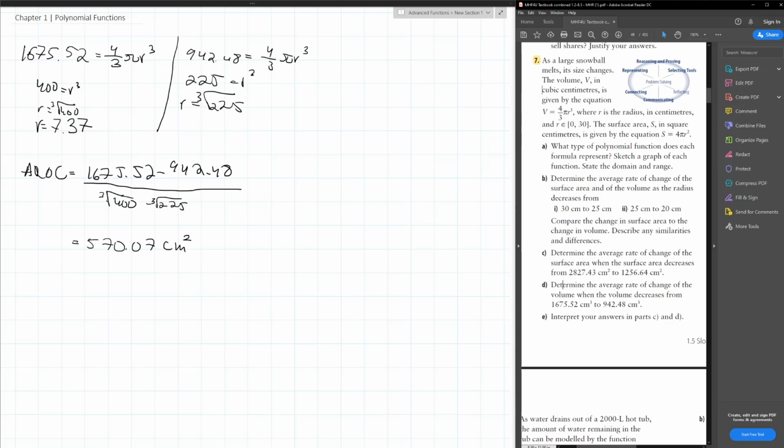Also, from previous answers that I've seen, people have been saying that you could just describe what you found in the previous questions.